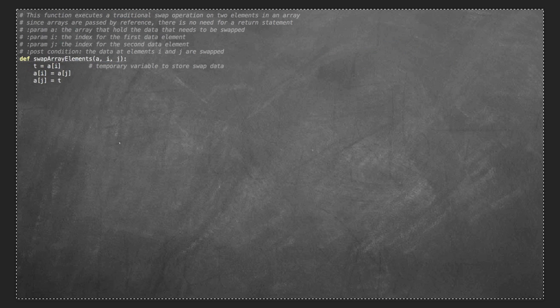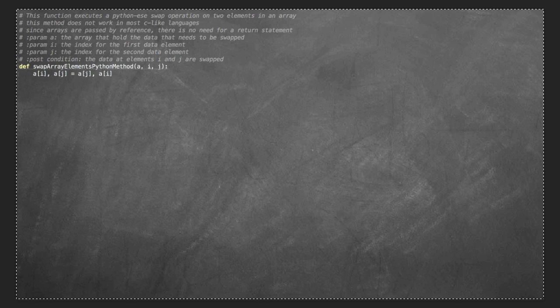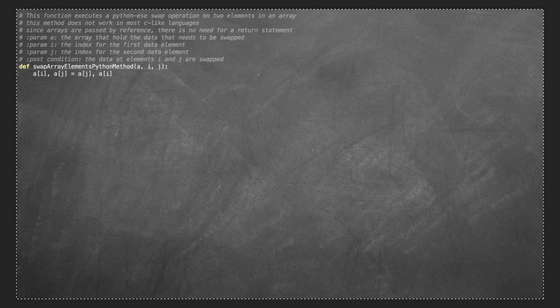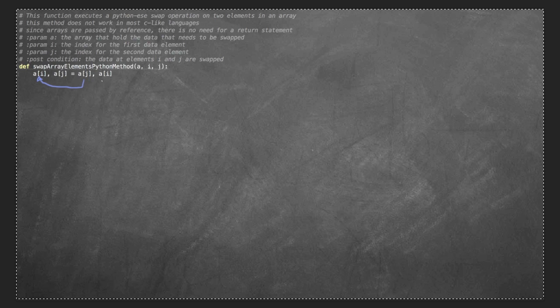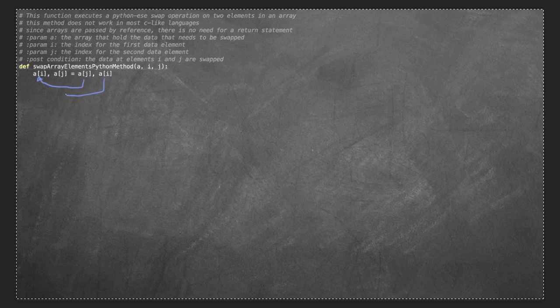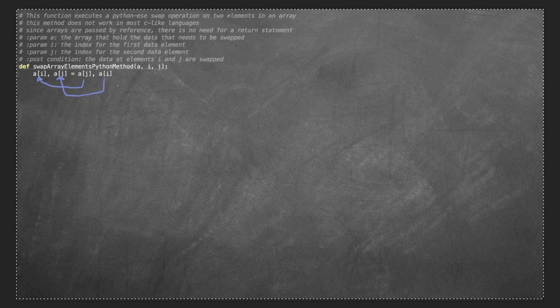So now let's take a look at the other method. And this is the Python method. With Python, it doesn't care if we use a temporary variable or not. We can literally do multiple assignments, or parallel assignments as it's called. What I am doing at the same time, I'm going to take whatever is in A sub j and stick it in A sub i. And as I said, at the same time, it's going to take whatever is in A sub i and stick it into A sub j.